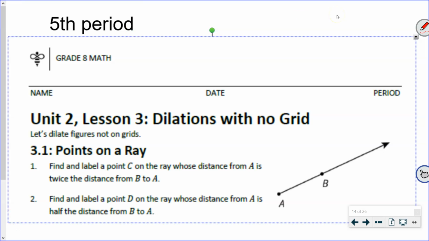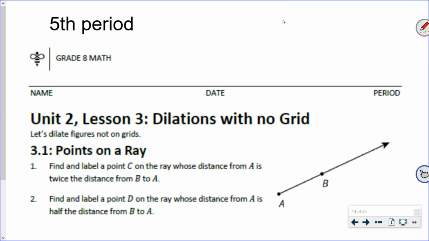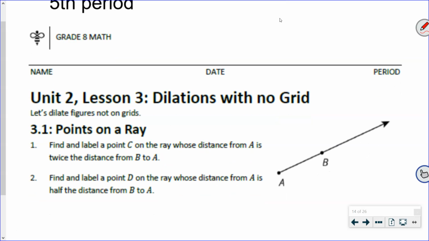Hello, Math 8 students. This is Open Up Resources, Unit 2, Lesson 3 and Lesson 4. We're going to be talking about dilations with and without a grid. To get started, we have this little activity.